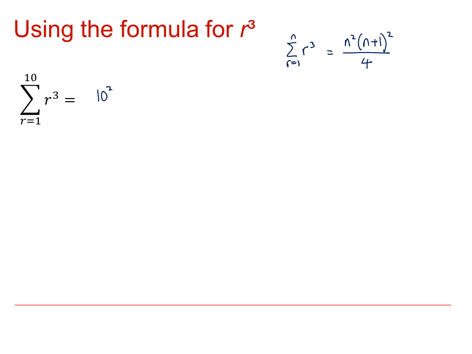OK, that's 10 squared times 11 squared all over 4. 100 times 121 divided by 4. And that's 3,025.